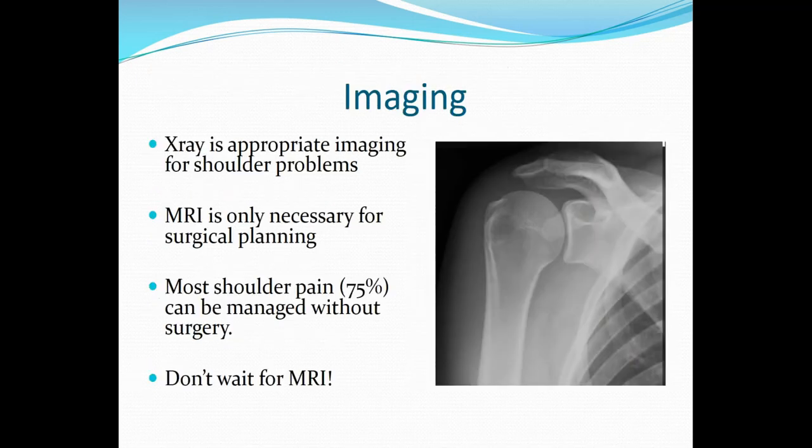An important area of education is around imaging. Other than an X-ray, special imaging of the shoulder is generally not required to treat shoulder pain effectively. Most patients with rotator cuff related pain and shoulder osteoarthritis can be managed non-operatively. You do not need an MRI or ultrasound to diagnose shoulder pain, as this does not change the treatment. An MRI is only necessary for surgical planning. An important message is to not wait for an MRI to begin managing your shoulder pain.